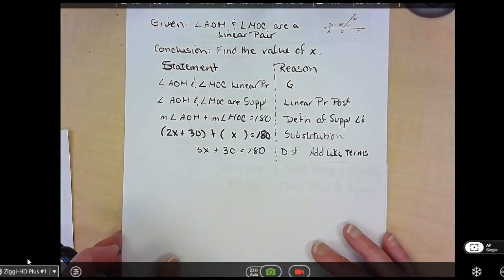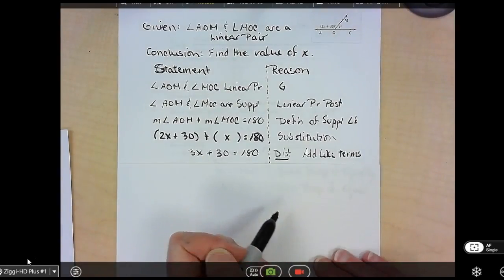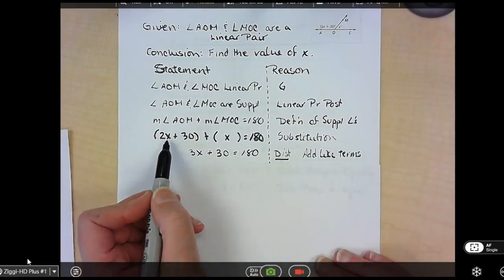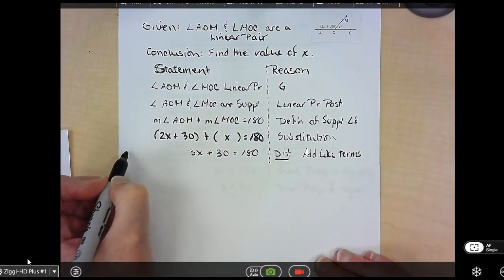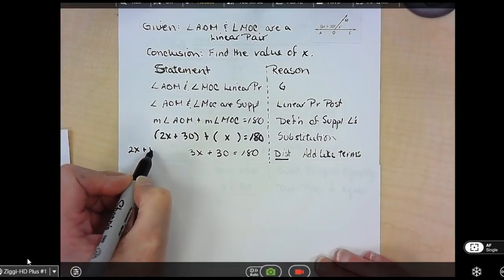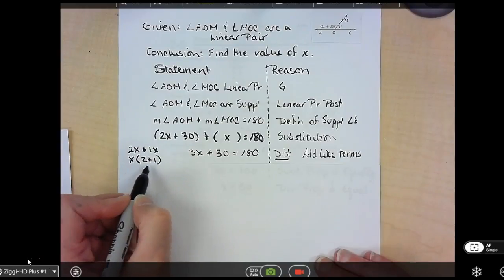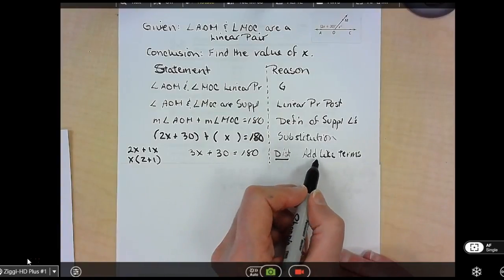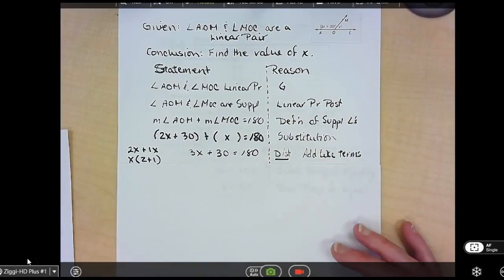Okay, so this is where I disagree with the book. It always likes to use distributive property. I am fine with add like terms because we take 2x plus 1x is 3x. The book wants to take the 2x plus 1x, factor out the x, do the 2 plus 1 to get the 3x, and that's why they use distributive property. You can just say add like terms. And then the 30 is just brought down, finish out my equation.